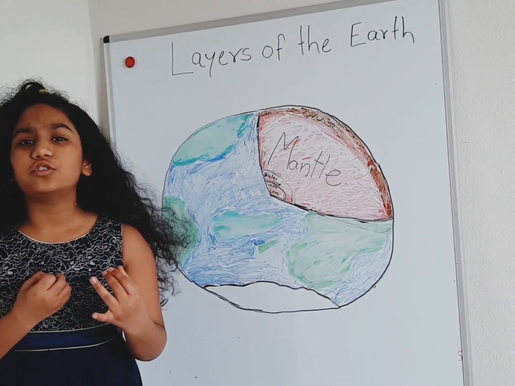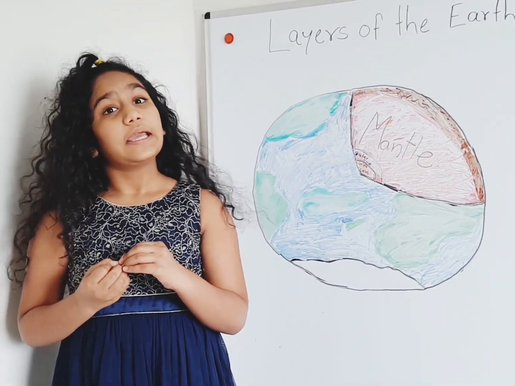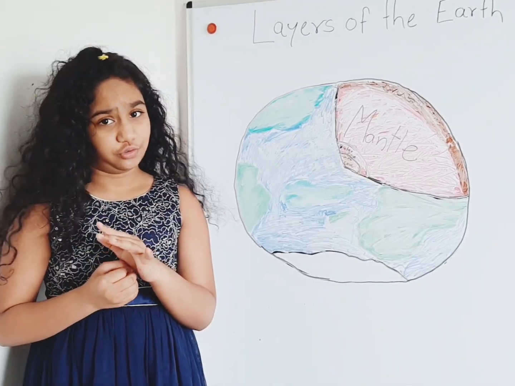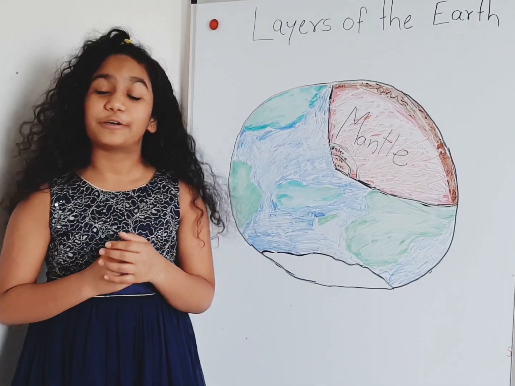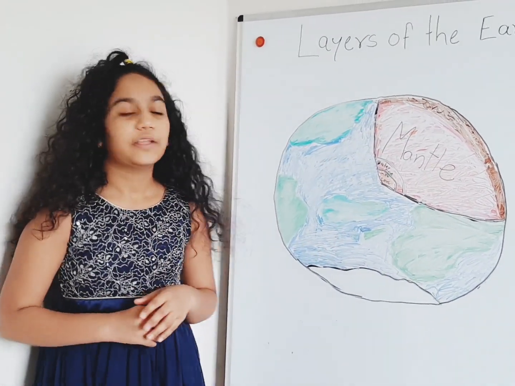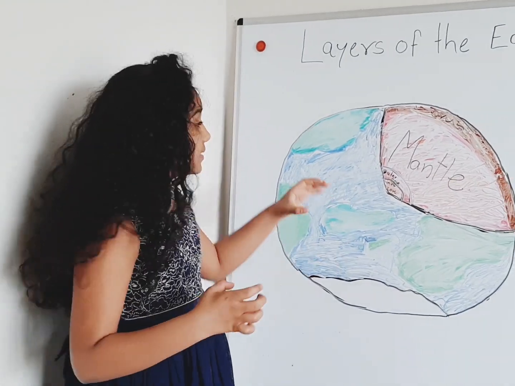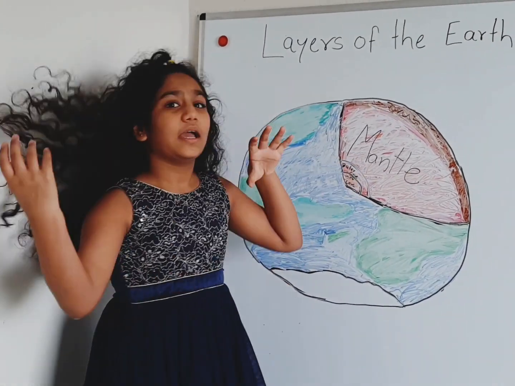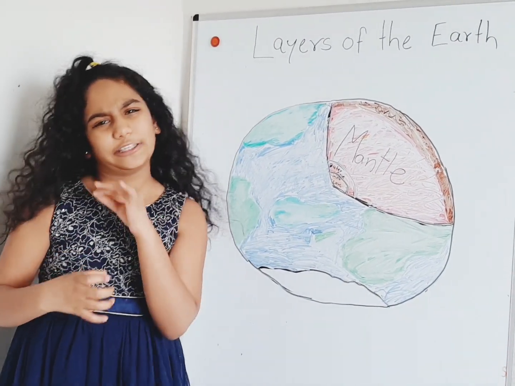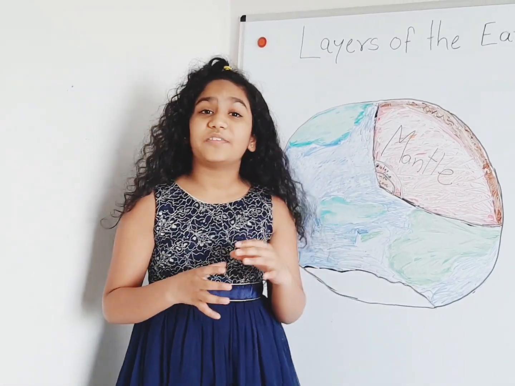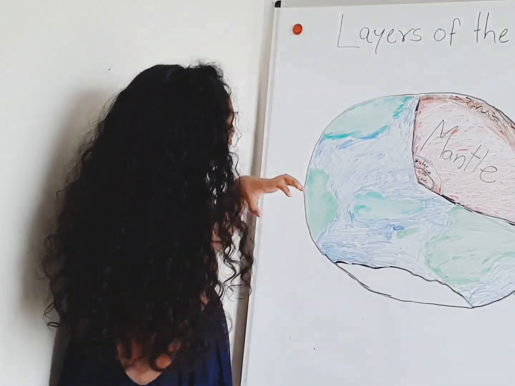Mantle. The mantle is the biggest layer, and very hot too. Well, not as hot as the inner core. We're talking about the inner core later. Okay, the mantle is the biggest, very rocky, and a little bit liquidy, but it's totally filled with rocks. Okay, let's move on to the outer core.